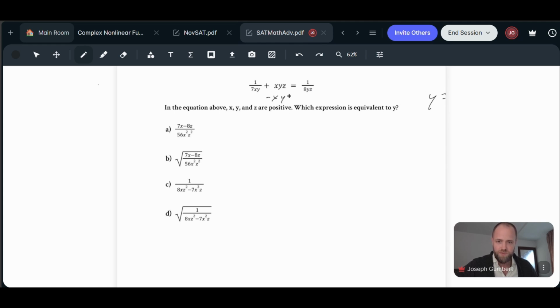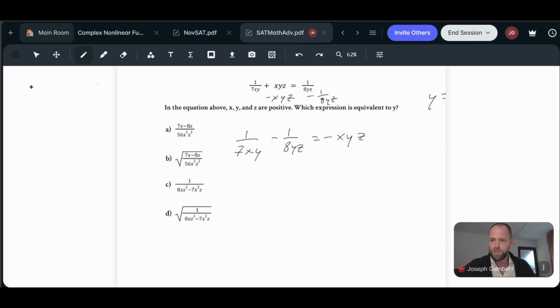So I'm going to subtract xyz on both sides, and I'm going to subtract 1 over 8yz on both sides as well. So I'm going to get 1 over 7xy minus 1 over 8yz, and then that's going to equal negative xyz. From here, now that I have these two fractions, I can go ahead and combine them.